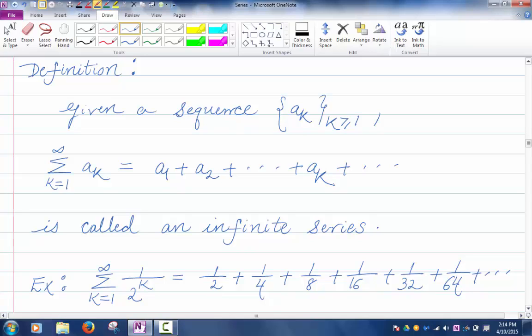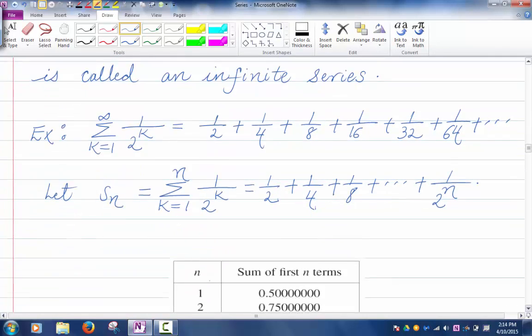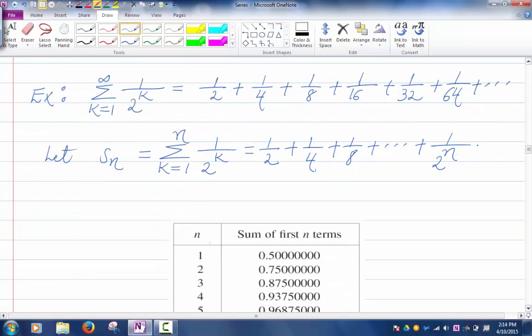When infinity is involved, things are happening that are not as intuitive as in the finite case, okay? We'll see some examples in a bit. Let's look at the example of the summation k going from 1 to infinity of 1 over 2 to the k. And what is that series?